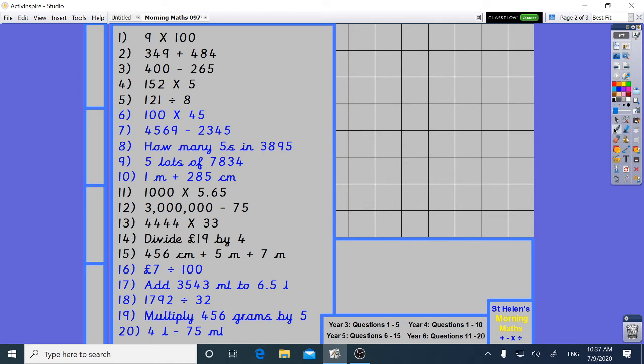This one is similar to what the question year 4 had. Maybe some year 4s are still going. We've got 456 centimetres. We've got to add those to 5 metres and 7 metres. But 5 metres is, of course, 500 centimetres. And 7 metres is, of course, 700 centimetres. So be careful. They'll give you questions like this in tests.